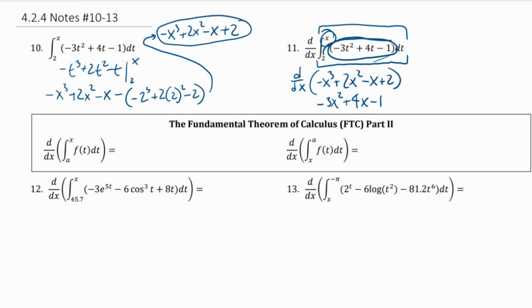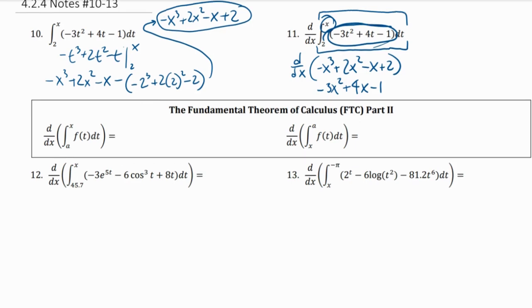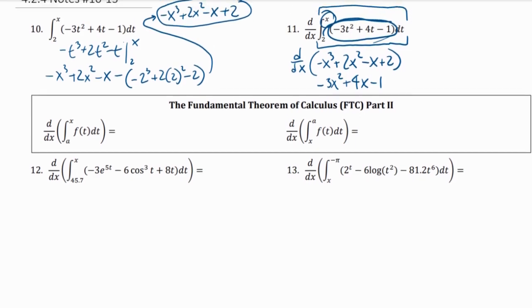The original function. So the derivative of the integral from a to x of f of t dt is f of x. And then if you take the derivative of the integral from x to a, the only thing I've changed here is the bounds. Well, if I change the bounds, that's just going to be negative the answer, since my bounds were switched.